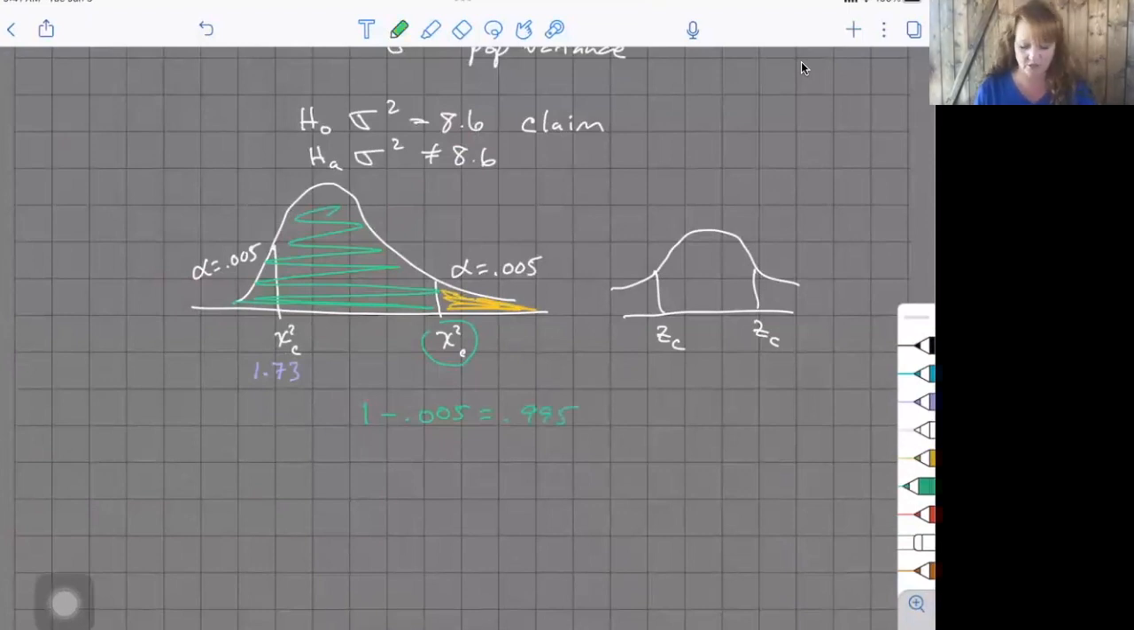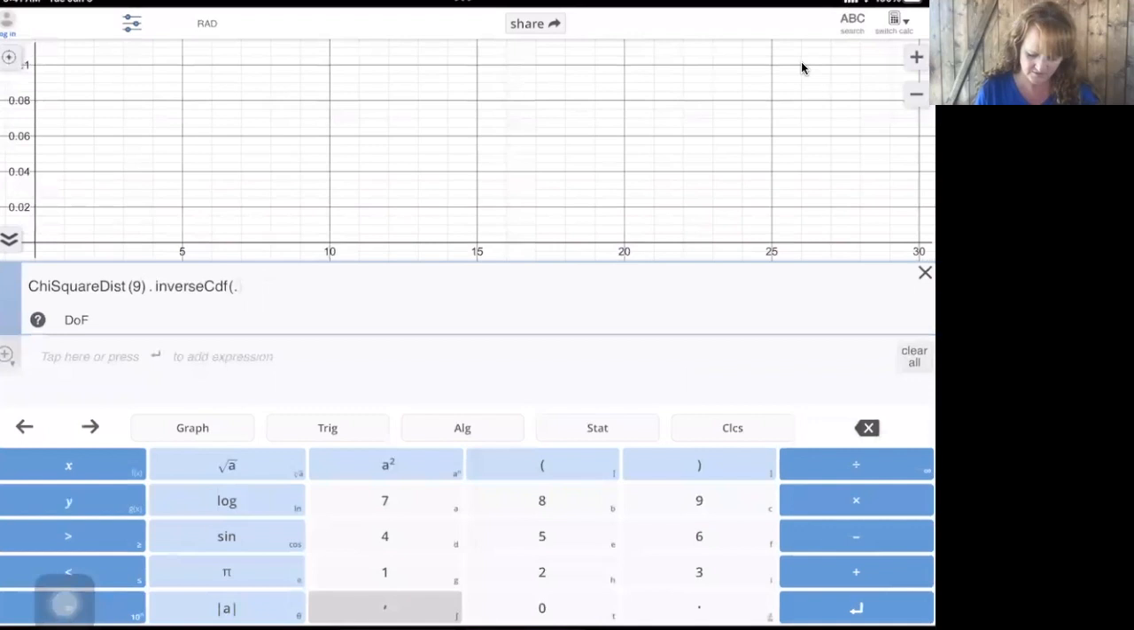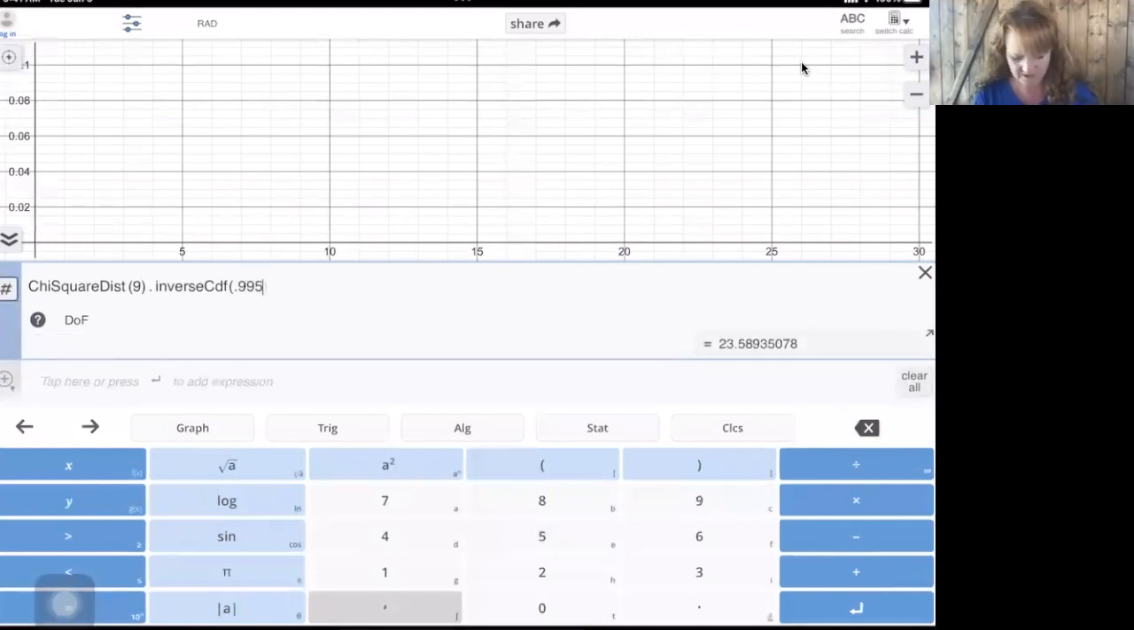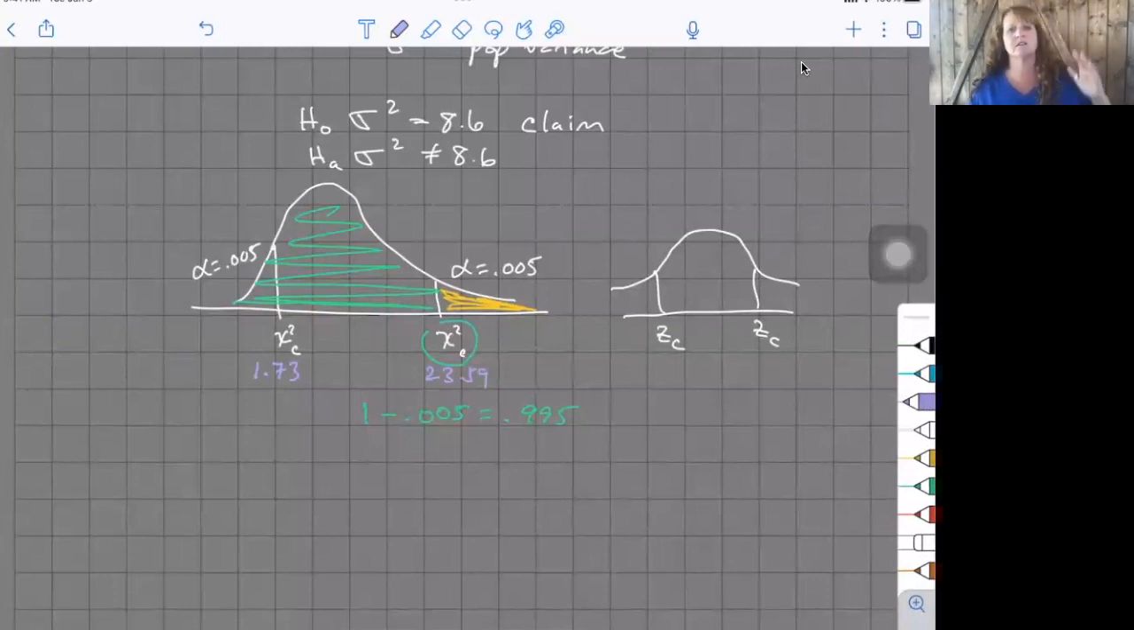So 1 minus that is going to be 0.995. So I'm going to go over to my calculator now, and I'm going to enter 0.995. And I get 23 point, let's call that 23.59. So this is going to be 23.59. Now it starts on the left at 0 and goes up from there. So the way you figure out which one's which is you just find both, and the small one goes on the left and the big one goes on the right. If you ever get confused. Okay, so these work exactly the same way as your normal distribution. You're just using a different button on the calculator.